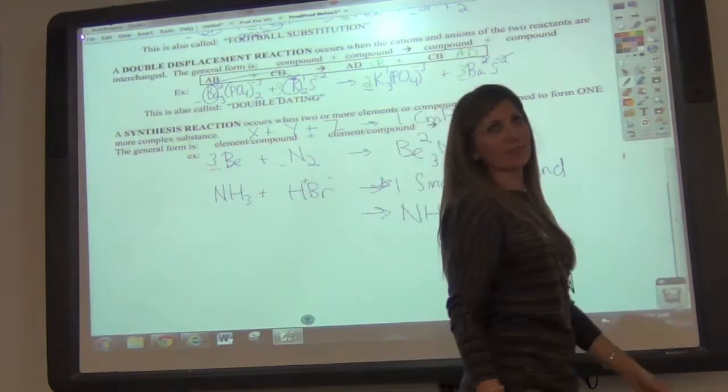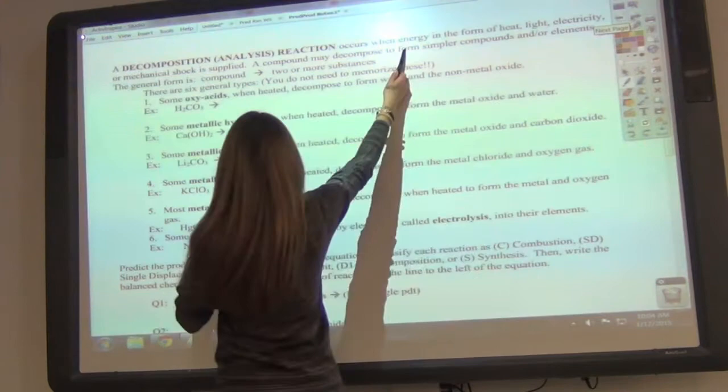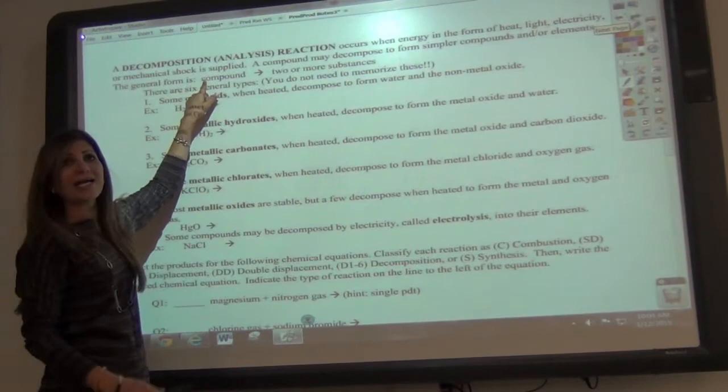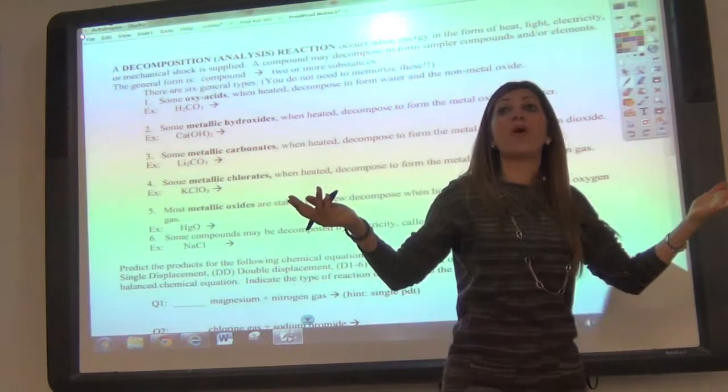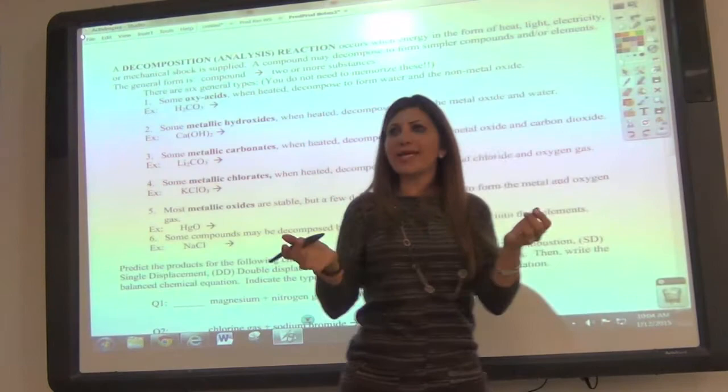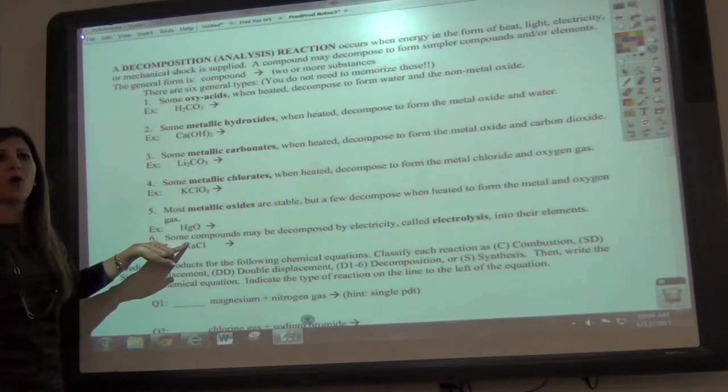And decomposition occurs when energy in the form of heat, light, electricity, or mechanical shock is supplied. And what happens is a compound can actually decompose, which means what? What is decomposition? What does decomposing mean? It's breaking down, okay? So it's breaking down into multiple pieces. And so what we're going to see is we're going to start with one thing, and that one thing is going to break up. You do not need to memorize these.